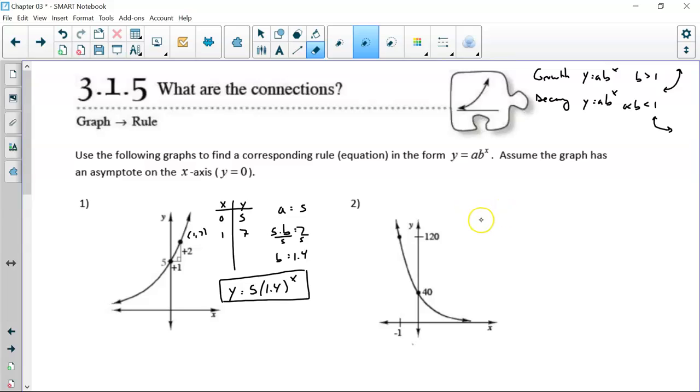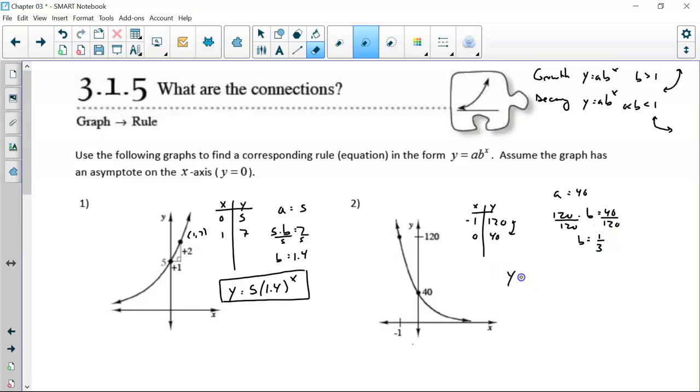For number 2, I'm going to make a table again. X and y. Now, I'm at negative 1, 120, 0, 40. Now, my initial A is 40. I can still find my multiplier. 120 times B equals 40. Divide both sides by 120. B equals, and that reduces to 1/3.